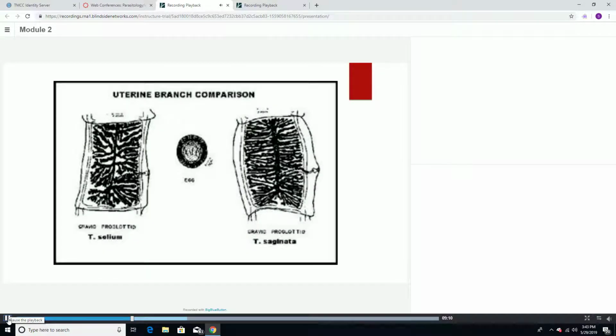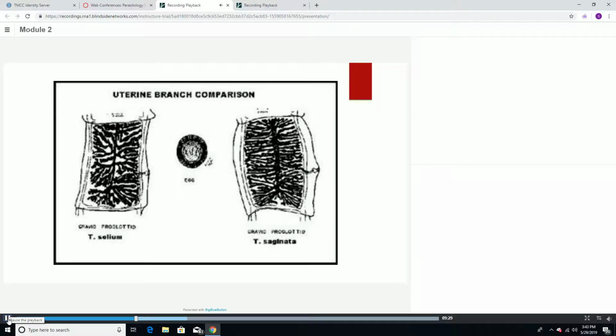And then from there, we will go into the uterine branch comparison to figure out specifically if we have a solium or saginata egg. But generally, if we ask patients if they've eaten undercooked beef or undercooked pork, we could pretty much tell which organism we're going to have.